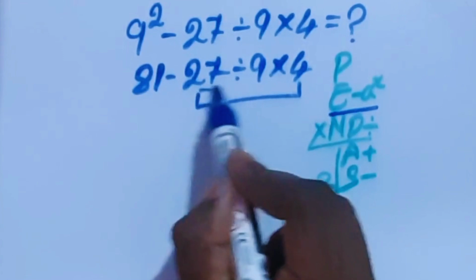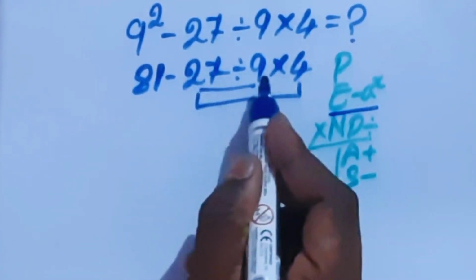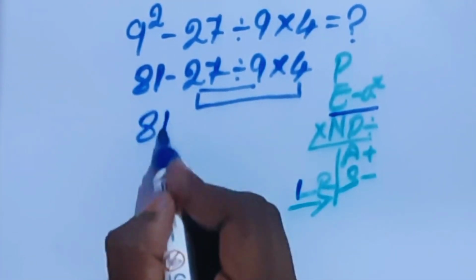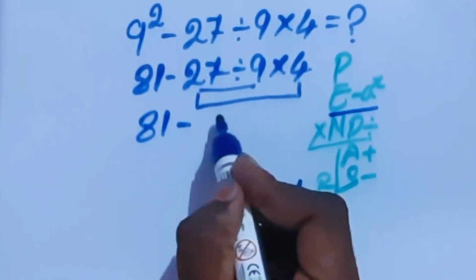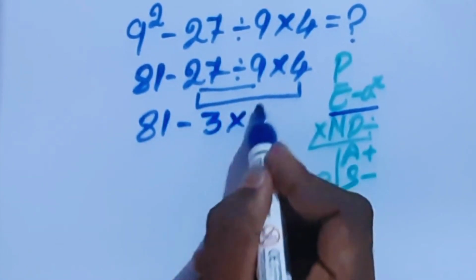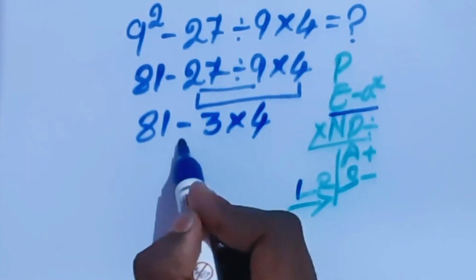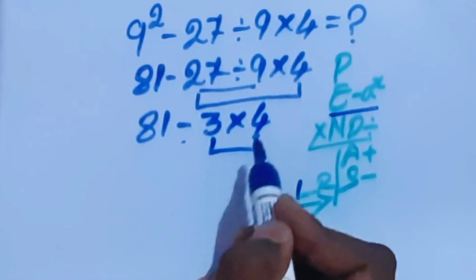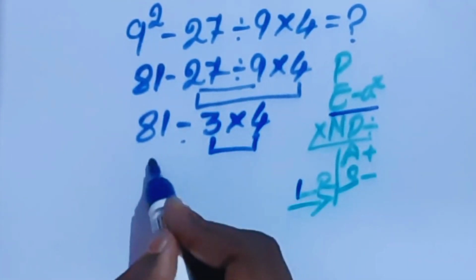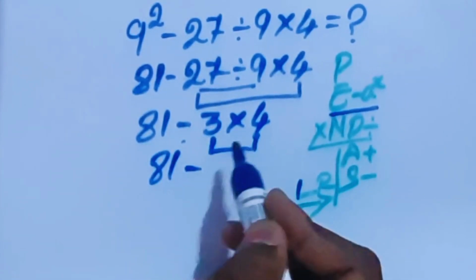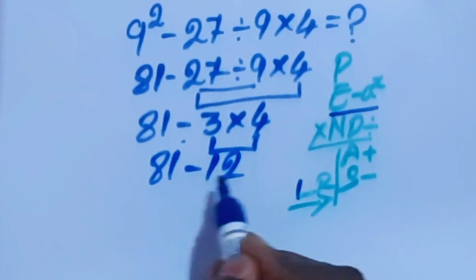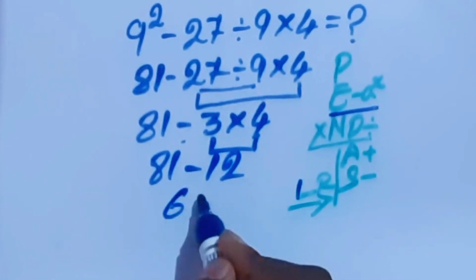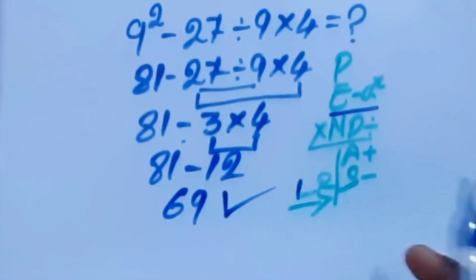Left to right is this one, 27 divided by 9. So 81 minus 27 divided by 9 is 3, times 4. Here we have subtraction and multiplication. Multiplication is higher priority than the subtraction. So 3 times 4 is 12. Now here 81 minus 12 is 69, which is the correct answer.